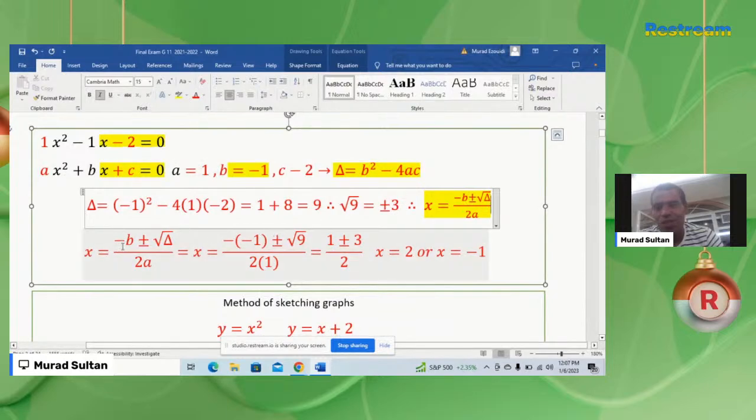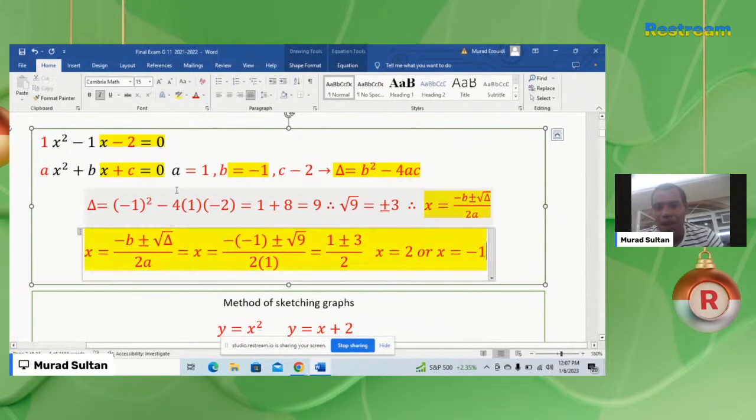So, you will just write this again. It will be what, learners? It will be exactly this one: minus b, this is minus minus 1, it will be 1, plus or minus root of 9, which is 3, divided by 2 times 1, which is 2. Therefore, you will write 1 plus 3 divided by 2, equal to 2, then 1 minus 3 is minus 2 divided by 2 is minus 1. Therefore, okay.